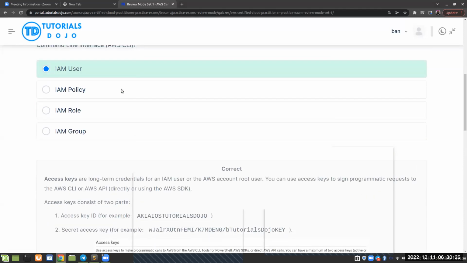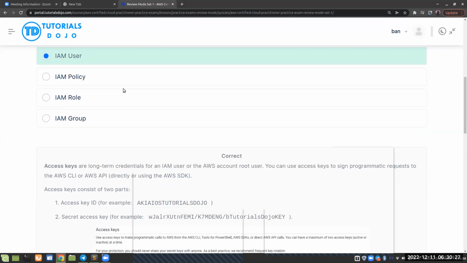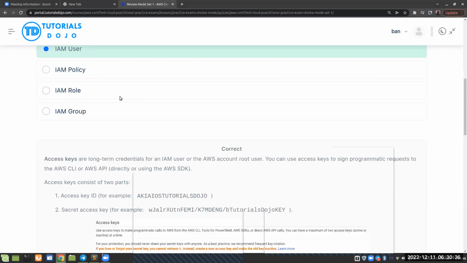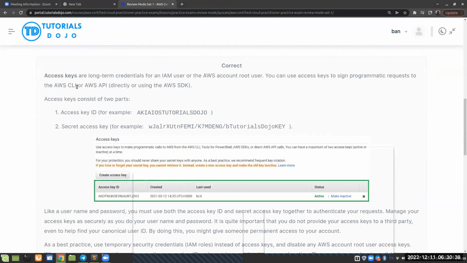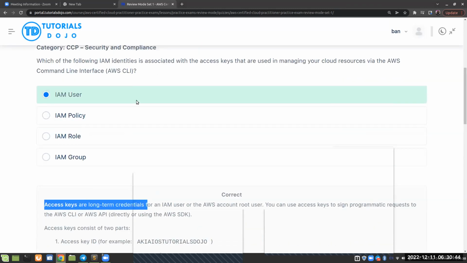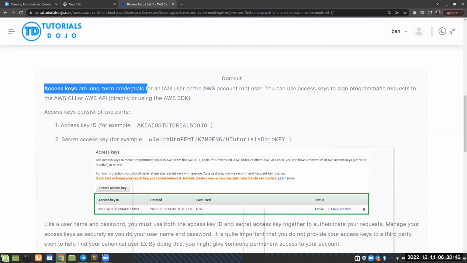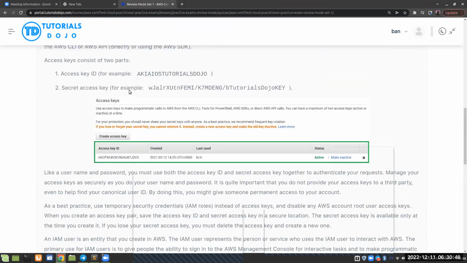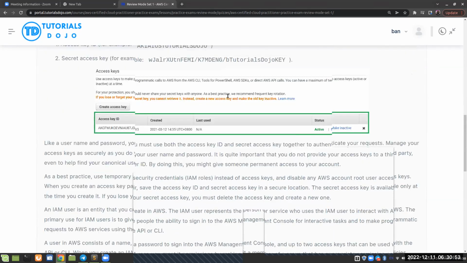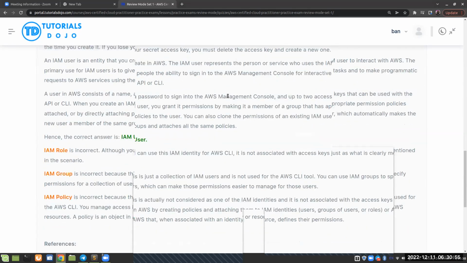Yeah, so that's correct. An IAM policy is what determines the permissions, right? It's written in JSON format. IAM group we have. So access keys are long-term credentials, and you normally find that in an IAM user, which is what you need. But an IAM role will have temporary credentials. Okay, any question there?